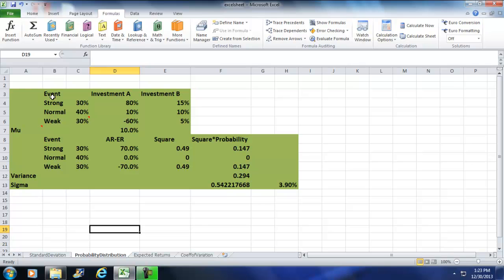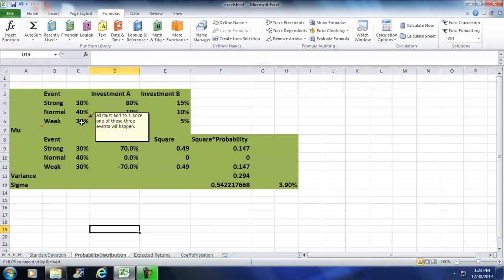So here's the event. We have 2 investments again, same investments, but now look, I've put in a probability that one of the 3 things is going to happen. It could be a strong economy, a normal economy, or a weak economy. And if you notice, all 3 have to add up to 1 because one of those 3 events will happen.